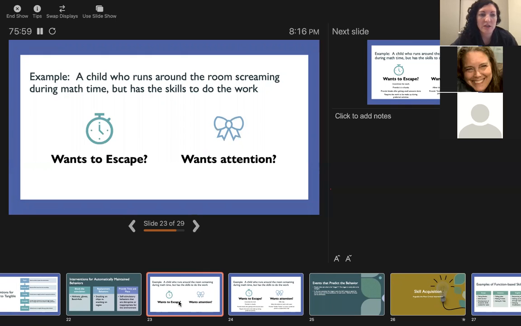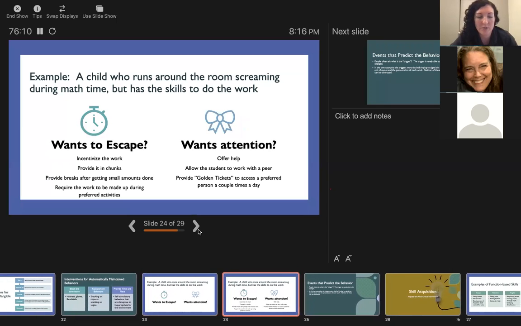An example here: a child who runs around the room screaming during math time, but has the skills to do the work. This is just more examples. If they want to escape, we're going to incentivize doing the work, provide it in chunks, provide breaks after getting small amounts of work done, and require the work to be made up during preferred activities. If the child wants attention, we'll offer to help the child, allow the student to work with a peer, and provide golden tickets to access a preferred person a couple of times a day.